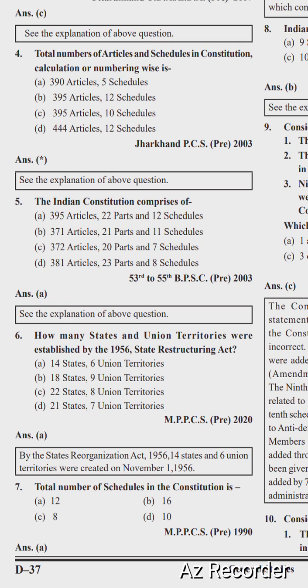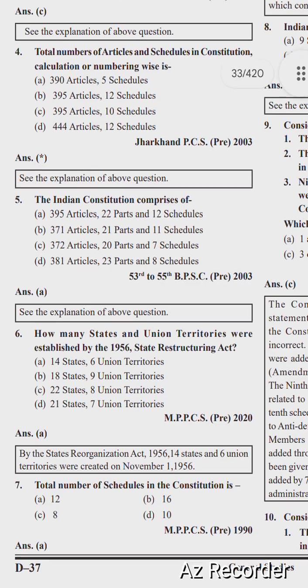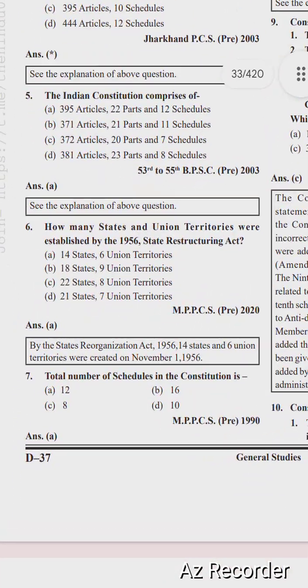371 articles, 21 parts, and 11 schedules. 372 articles, 20 parts, and 7 schedules. 381 articles, 23 parts, and 8 schedules. Right option is option number A, 395 articles, 22 parts, and 12 schedules.